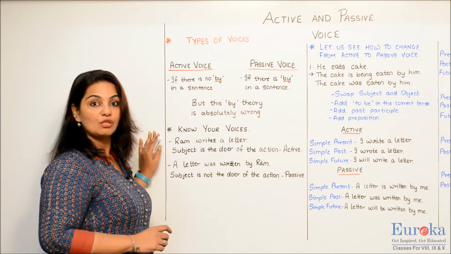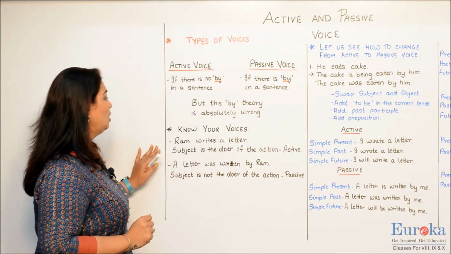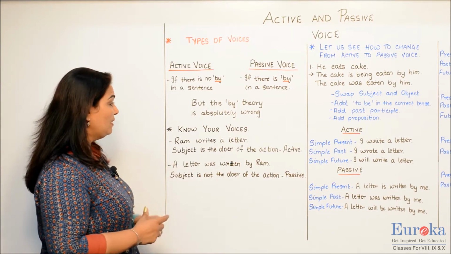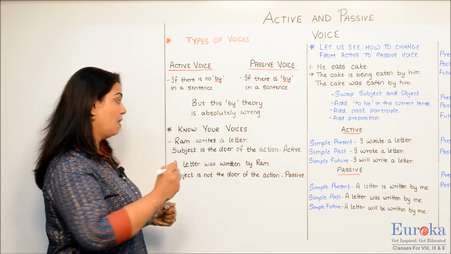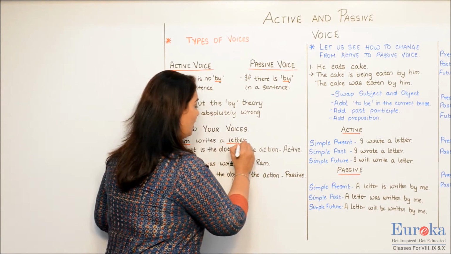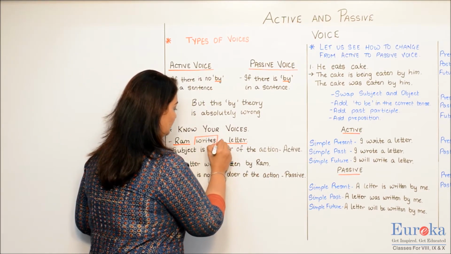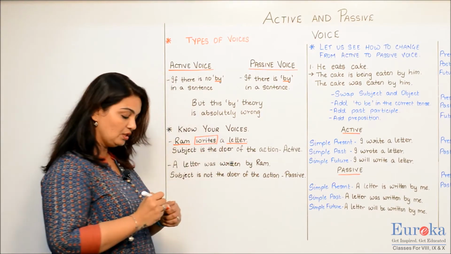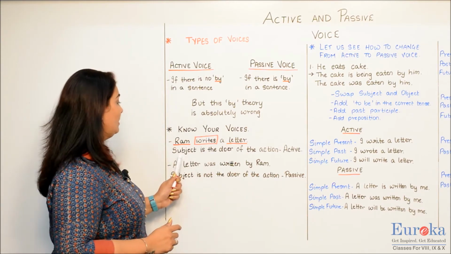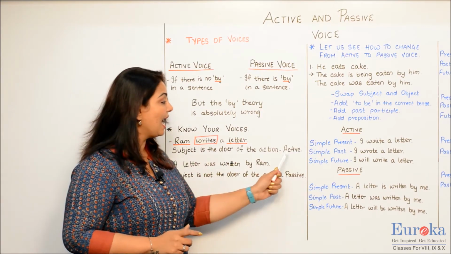Know your voices. So let's see how we can differentiate between the active voice and the passive voice. Look at the example given over here. Ram writes a letter. When we say Ram writes a letter, Ram is the subject over here and letter is your object, and the action that has been done is to write. Now, who is doing this action? The subject is doing this action.